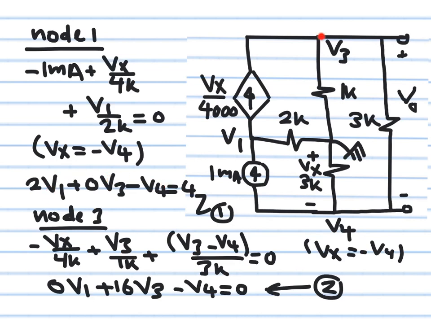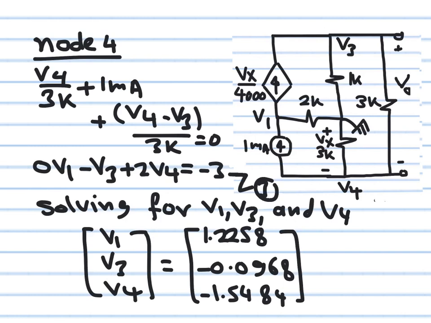Let's talk about node number 3. Node number 3 here has again three currents flowing out. This now is V3 over 1k. This one is minus Vx over 4k. This one here is V3 minus V4 over 3k. This is not ground anymore. So these are the three currents. I'm going to replace Vx by minus V4, multiply both sides by 12k, and collect similar coefficients. You obtain this equation here. This is my second equation. So I need one more equation. I have to get it from writing KCL at node number 4 here.